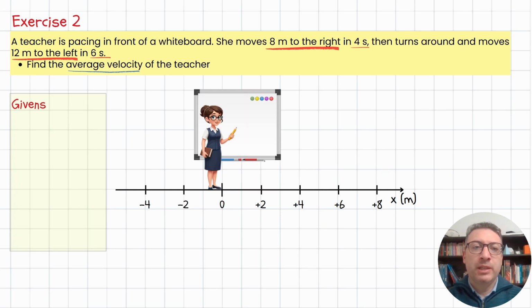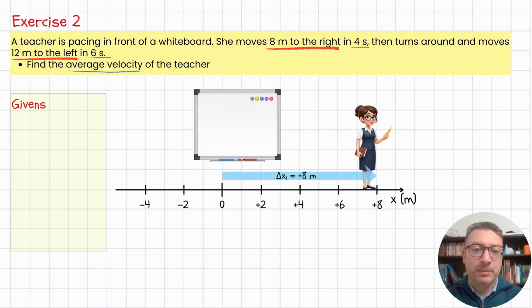So we know that initially the teacher moves 8 meters to the right. Therefore, this is a positive displacement, because it goes in the positive direction of the axis. We have indicated the displacement with the letter delta x, because delta in physics means variation. Whenever there is a displacement, the coordinate is bound to vary. And since it is moving to the positive direction of the axis, the displacement will be positive as well.